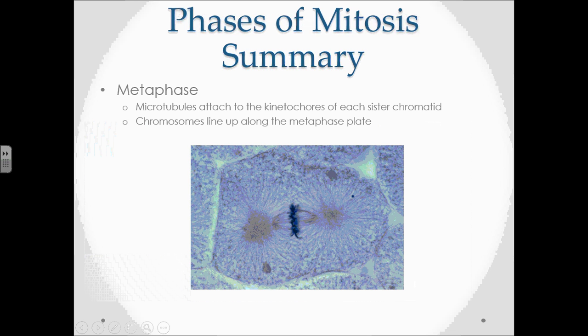And then in metaphase, the microtubules, again these are spindles, will attach to the connectors, I'm not sure how to pronounce that, of each sister chromatid. So that's basically the center of it. The chromosomes will line up along the metaphase plate, so you can see them lined up here. You can still see the spindles attached to them, and then the centriole area right here.